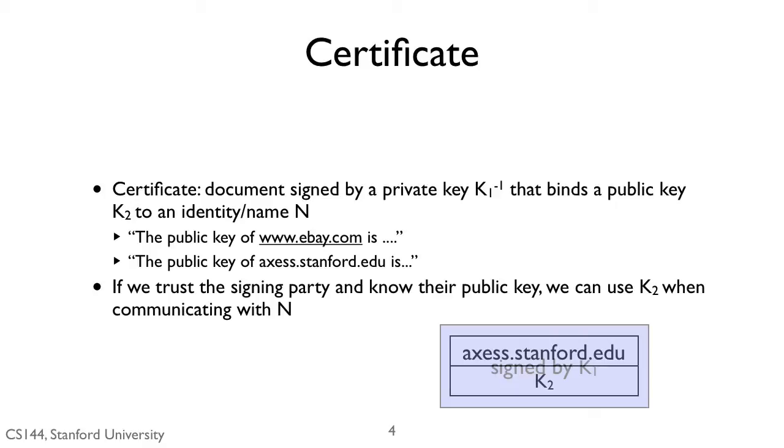In this way, I establish a chain of trust. If I start with the public key of one party that I trust, then this party can give me public keys for other parties. Those parties could give me further public keys.